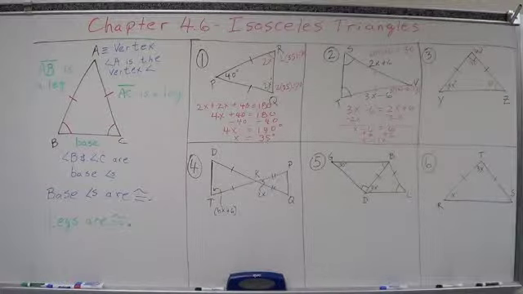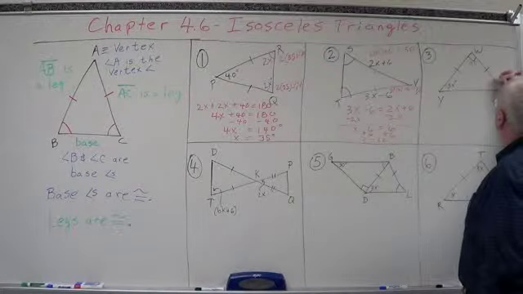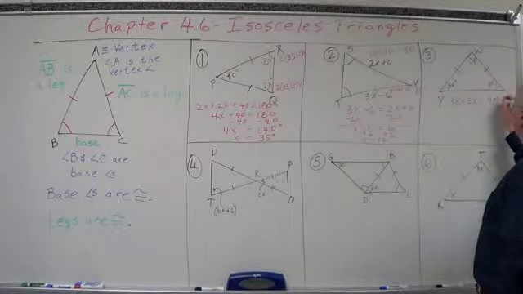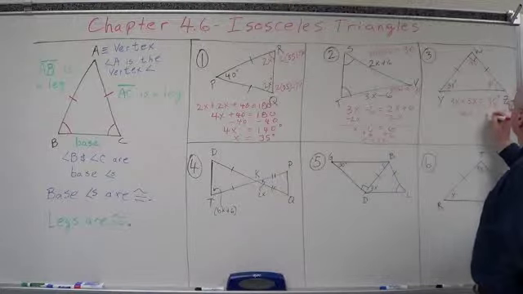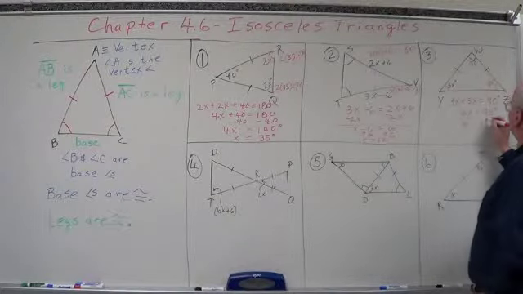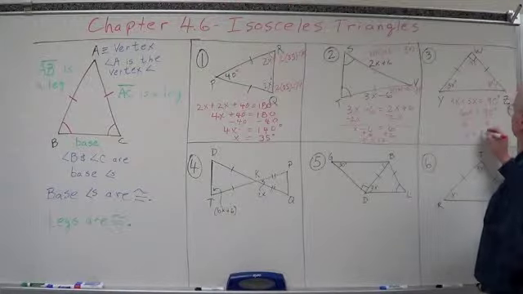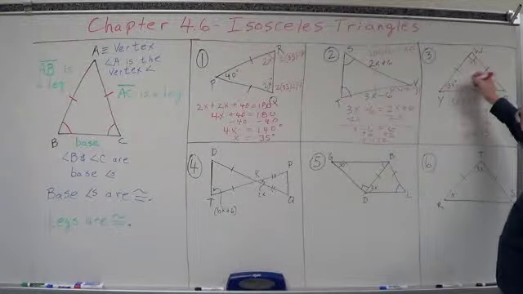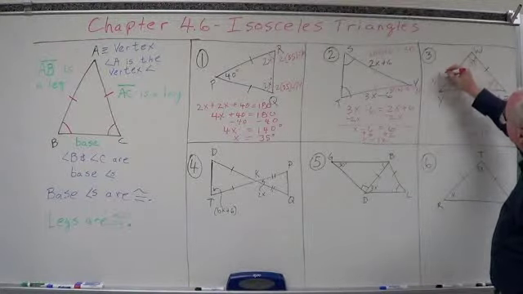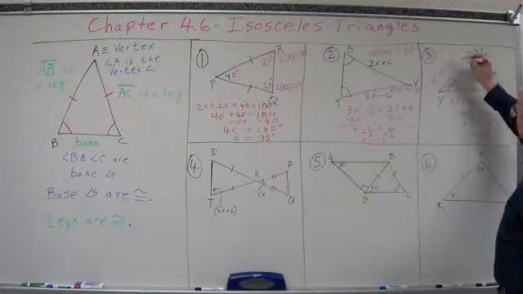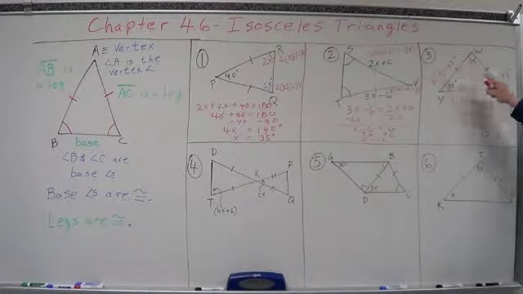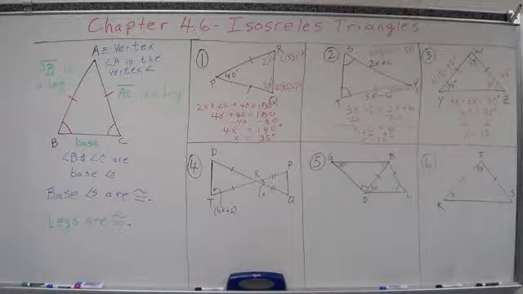Well, the acute angles of a right triangle are complementary. Learned that earlier. So basically 3x plus 3x has to equal 90 degrees. 6x equals 90 degrees. Divide by 6, divide by 6. X has to equal 15. 3 times 15 equals 45 degrees. 45 plus 45 plus 90 is 180.